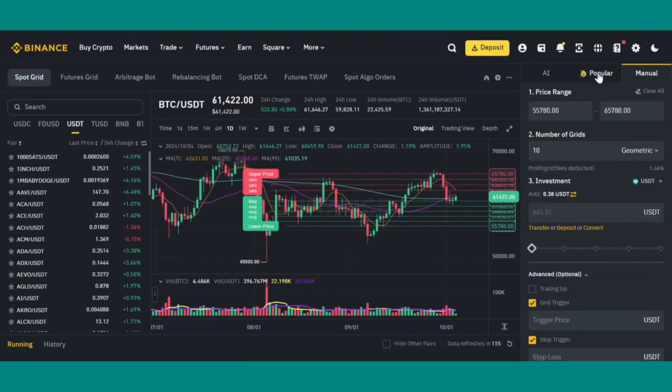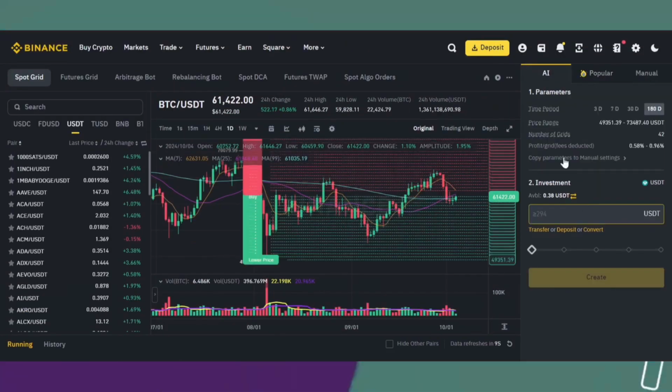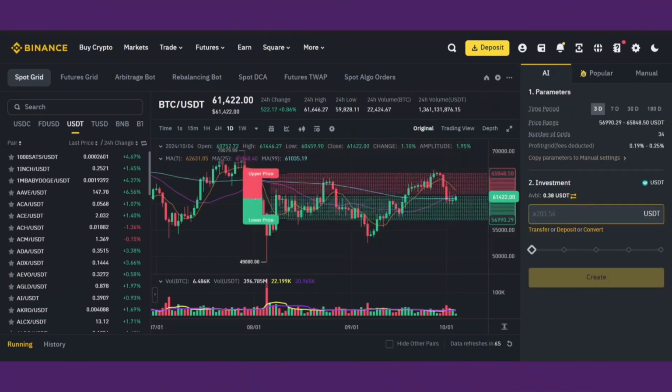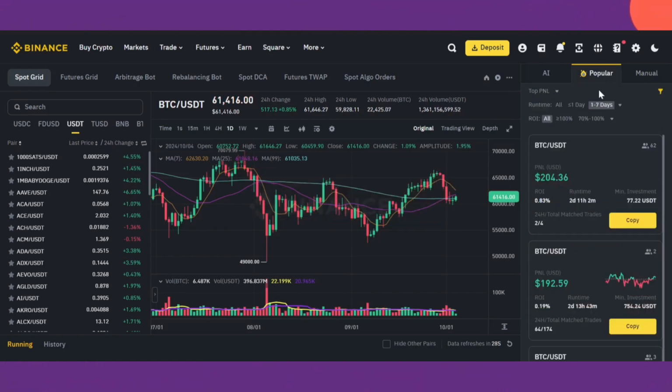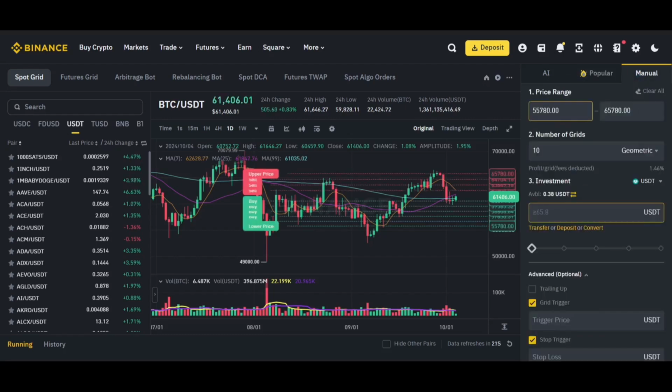So now you have understood all the values, and here you can also take the help of AI. Here you can directly invest this much money, maximum anything. It says insufficient balance right now, I don't have even a single dollar in my Binance account. Okay, and in Popular you can copy the already existing trades, and in Manual you can create your own trade. You can make a trade depending on whether you are able to read the chart.